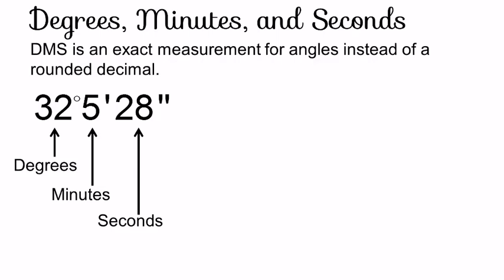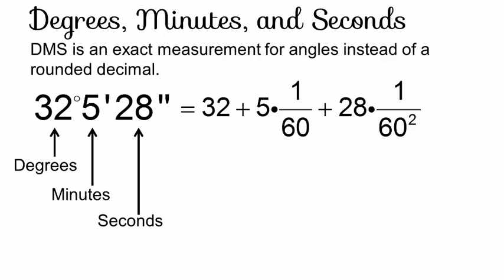So when I have a measurement of 32 degrees, 5 minutes, and 28 seconds, we can convert that to a decimal by doing this. We take the whole number, which is the degree, plus the minutes times 1 over 60, plus the seconds times 1 over 60 squared. Okay, since we're talking about 60 seconds in a minute and then 60 minutes in a degree. So if you type all of this in your calculator, you're going to get 32.091 degrees.